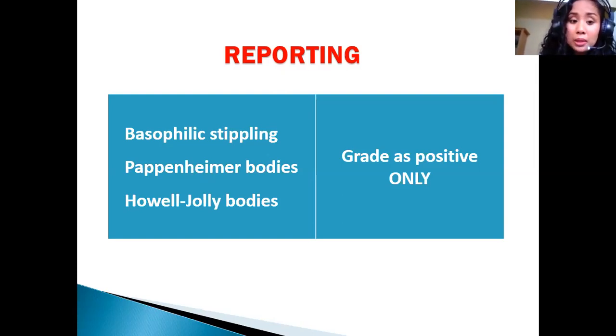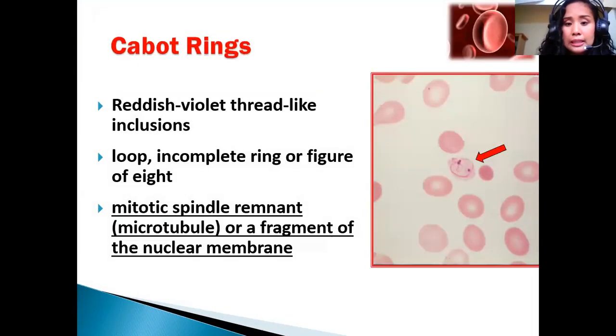So Pappenheimer bodies, they are also siderotic granules. They contain iron. Basophilic stippling, so you can stain, it's violet. So laman nun is RNA, ribosomal remnants and mitochondrial remnants.